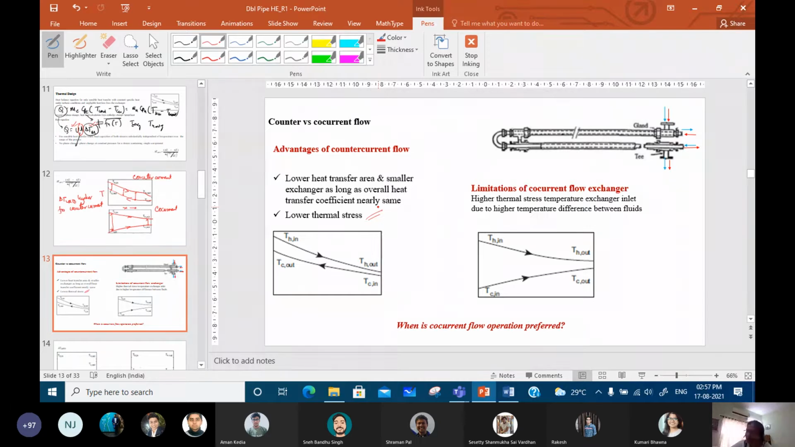And then my next question is: just by looking at this, can you by any way guess when can we go for co-current operations? Will there be any situation where a co-current operation will be much more preferable? Where we want to have the temperature of the hot fluid and the coolant fluid come to a similar value at the end. Can you tell me any application where we'll be wanting that?